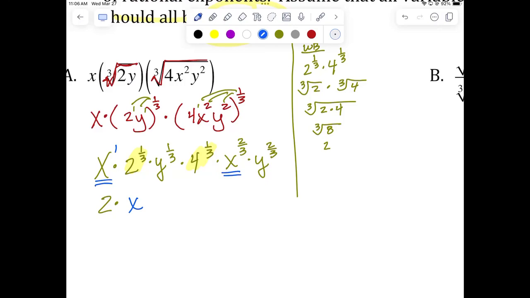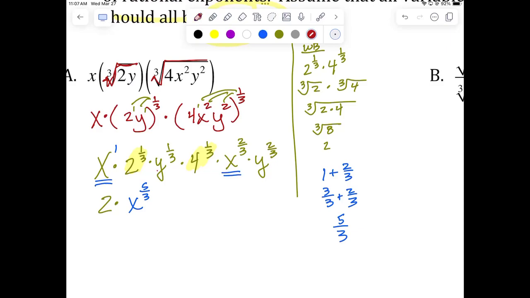I add. Now, you might know what 1 plus 2/3 is in your head. I hope you do. But off to the side, 1 plus 2/3, 1 is the same as 3/3. So anytime you want to create the number 1 and put it in terms of some other fraction, it's just denominator over denominator. 3 divided by 3 is 1. So what's 3/3 plus 2/3? 5/3. There's your new exponent on your x.